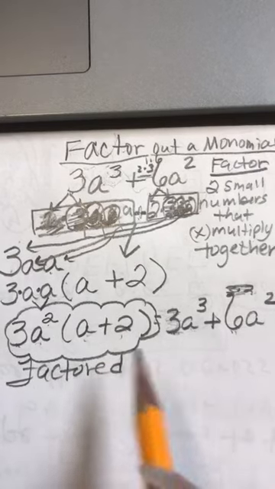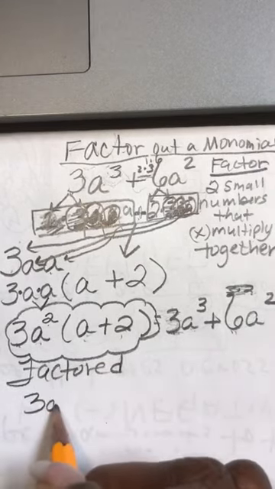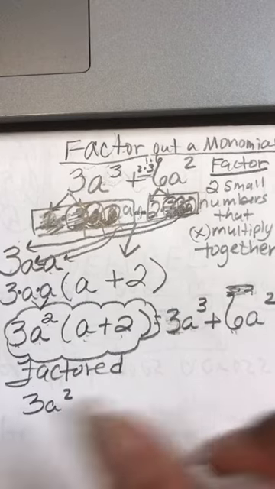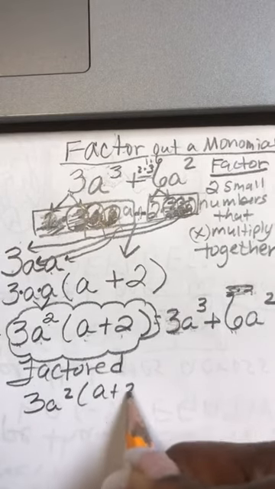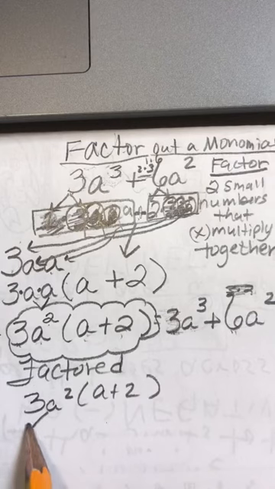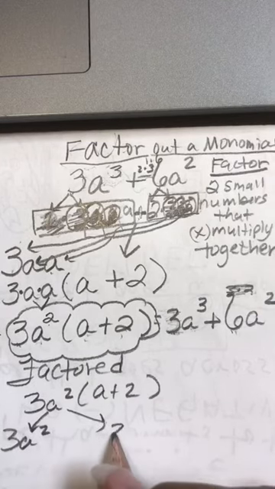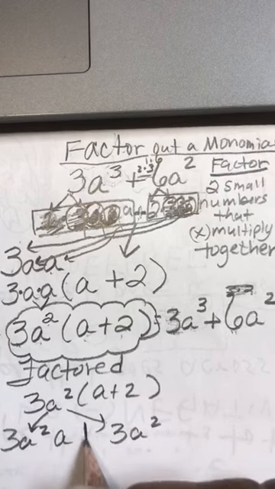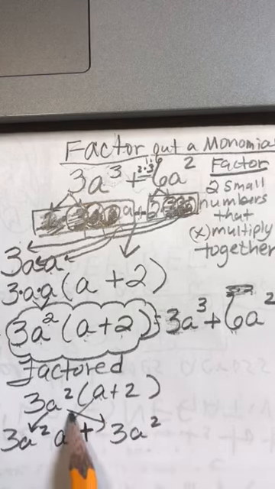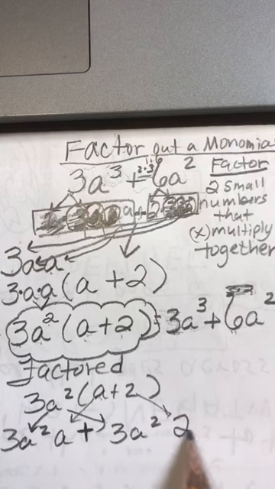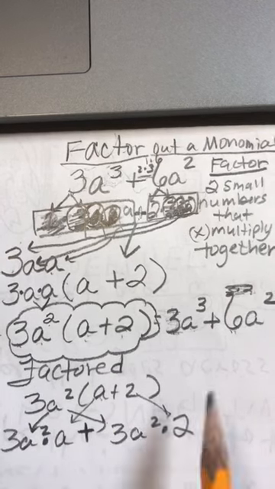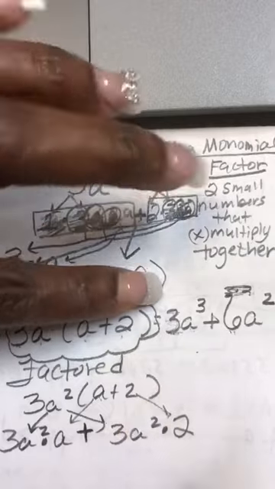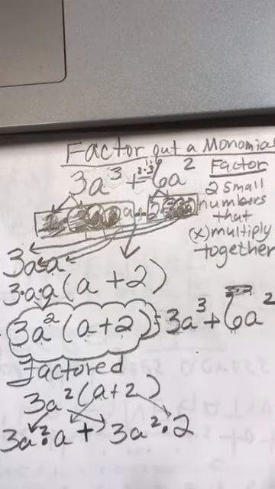If we redistribute, that's how you determine if this is the correct answer. So remember the distributive property is that you put 3a squared here, 3a squared here. Put a plus sign in the middle, sorry. The a goes over here, the 2 goes over here, and we're multiplying them together. If we come out with the same answer, that's how we know that it is correct.